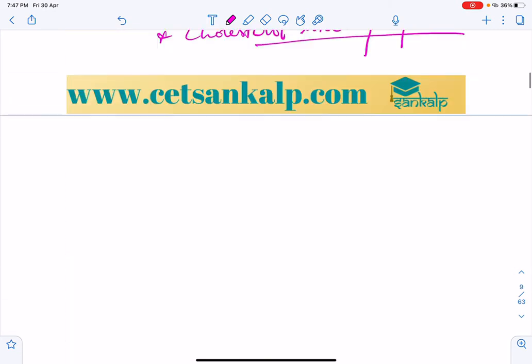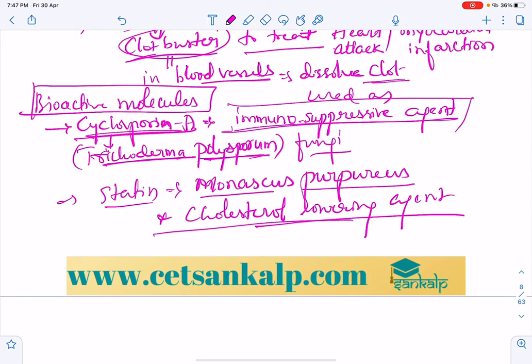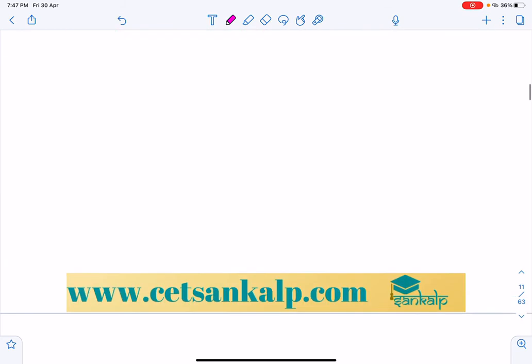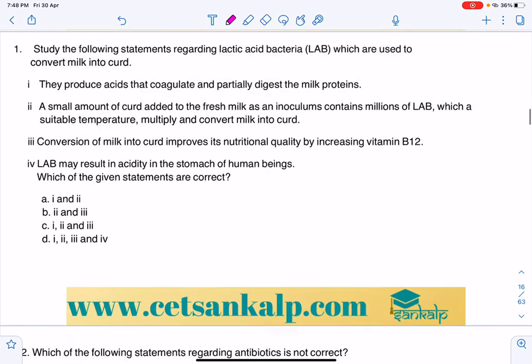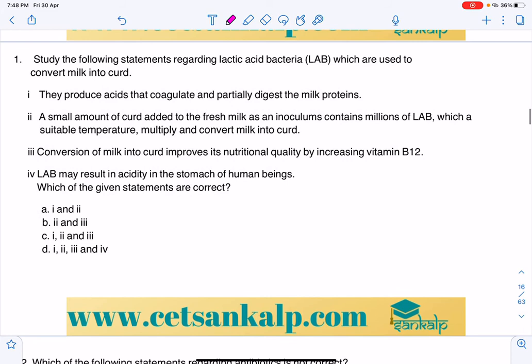So let us take some questions related to this, and in the next part we can take sewage treatment, which is mainly used to treat the sewage, and biofertilizers, along with how these are used as biofertilizers. So let us solve some questions related to this, and in the next part we can take some other concepts.